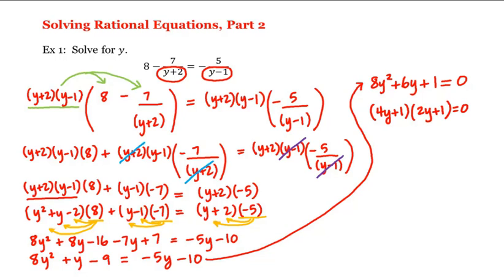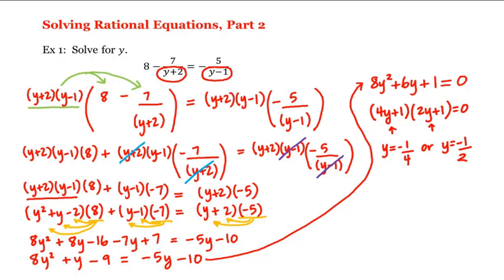is equal to 0. And now we have a product of factors equal to 0, which means either the first factor is 0 or the second factor is 0, which gives us that either y is equal to −1/4 or y is equal to −1/2.